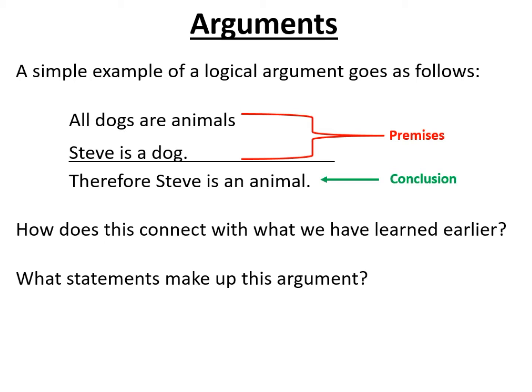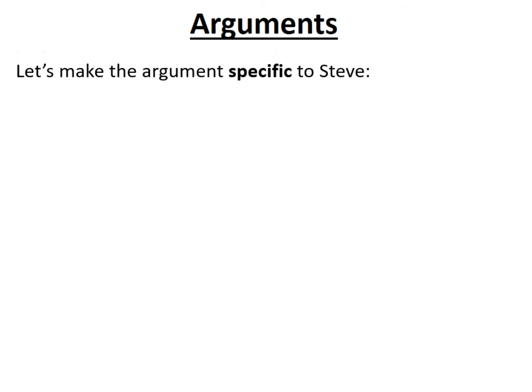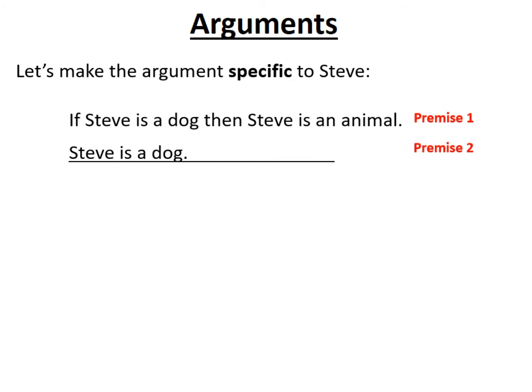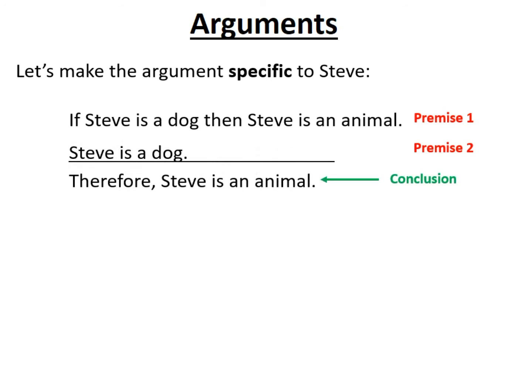So how does this connect with what we have learned earlier? Well, it's not written in the most straightforward way, and this is leading towards quantifiers and quantifier logic, which involves an awful lot of X's, and we're going to veer off at this point. Let's make this argument into a slightly more straightforward one. So let's make the argument specific to Steve. If we put it that way, we can say if Steve is a dog, then Steve is an animal. Steve is a dog. So those again are our two premises, and our conclusion remains the same. Therefore, Steve is an animal.